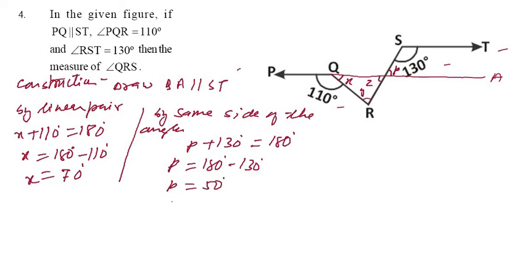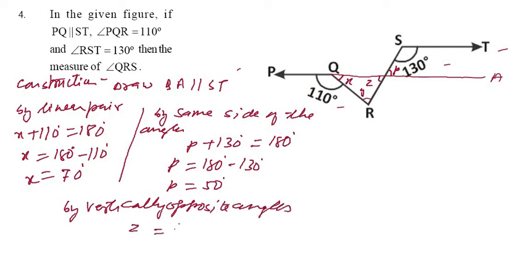Now by vertically opposite angles, Z will be equal to P, and that one is also 50 degrees. So let us see. Now come to the triangle, this one. You can say this one's name is B. So in triangle QRB, the angle sum is 180 degrees. So you can say X plus Y plus Z is equal to 180 degrees.